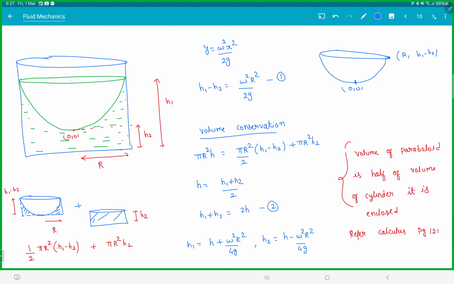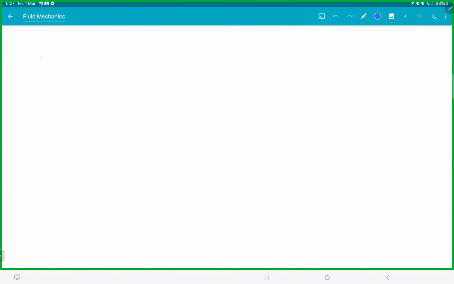Clear, everyone? Next thing. Now the question is over, right? You want the condition for it to overflow. To spill, H1 must be greater than the height of the container. So H1 is how much? H plus omega square R square by 4G must be greater than or equal to the height of the container.